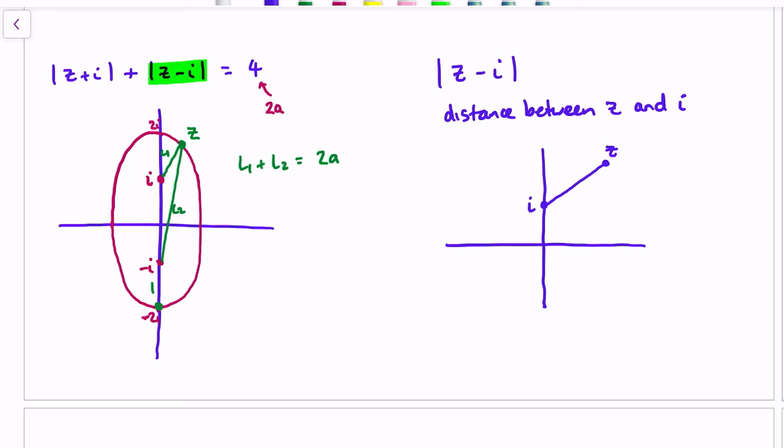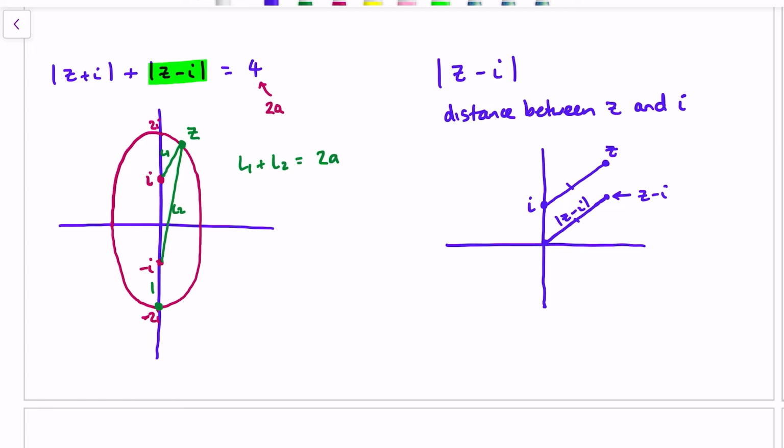But it's also this distance. And this complex number is z minus i, because when you take away i from a complex number, you move it down by 1. And the distance of a complex number from its origin is the modulus. So this distance, z minus i, is just the modulus of that complex number, which is equal in length to the distance between z and i.